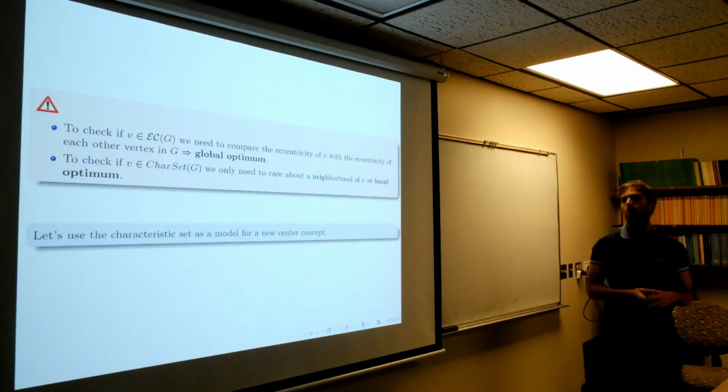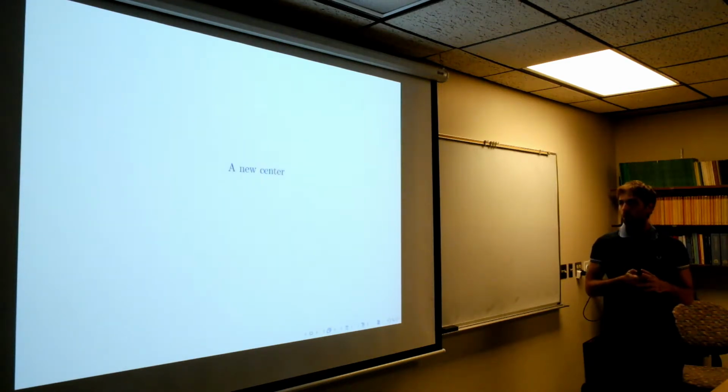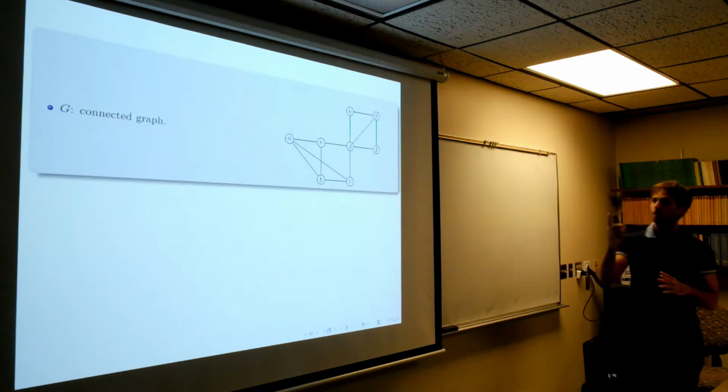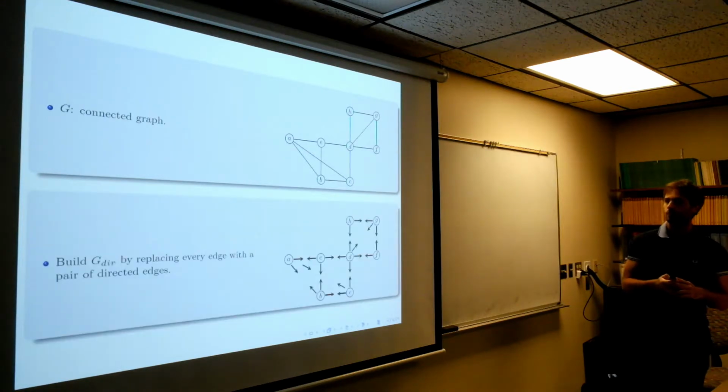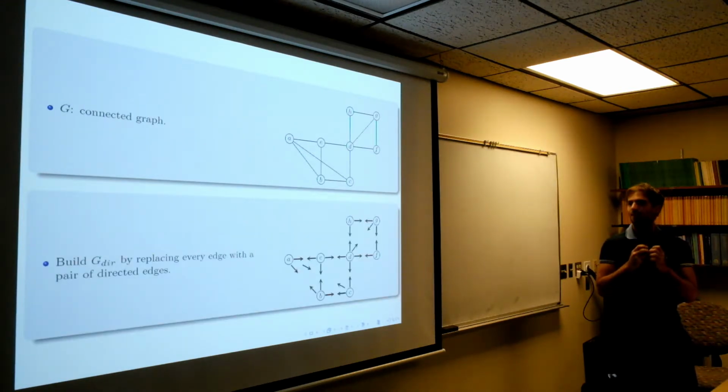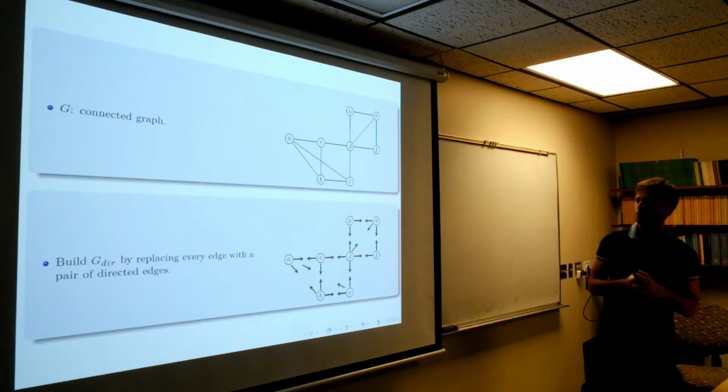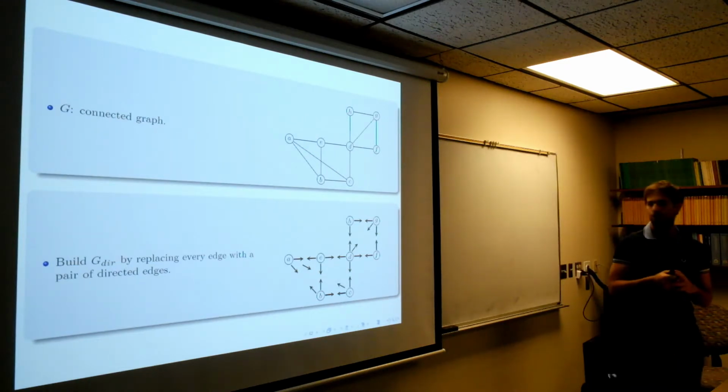Okay, so the aim of the talk would be to try to extend this second notion of center, so this characteristic set, to general graphs. So to take it as a model for building a new center concept. Okay, and this is what we are going to do now. So we start with a general connected graph G on 8 vertices. We replace any undirected edge with a corresponding pair of directed edges, so arrows pointing in opposite directions. We call this directed graph G dir.